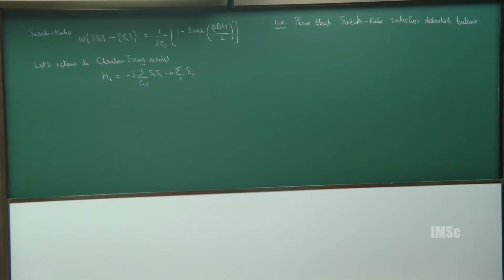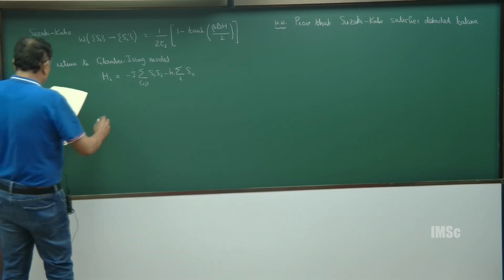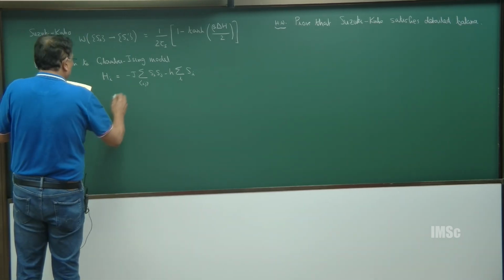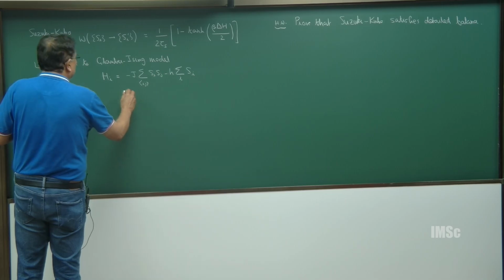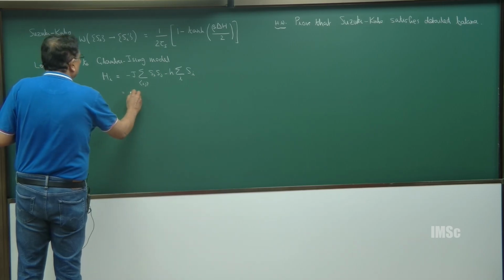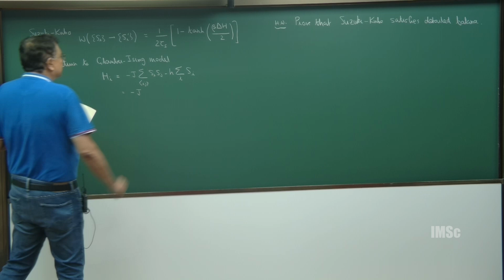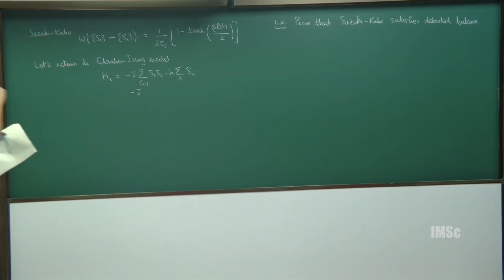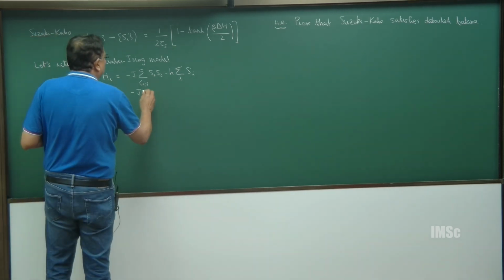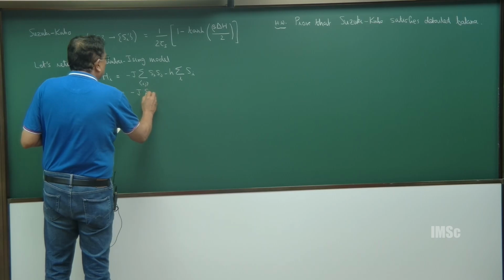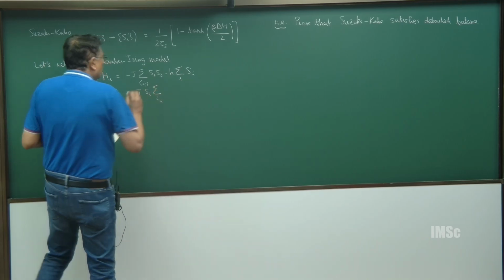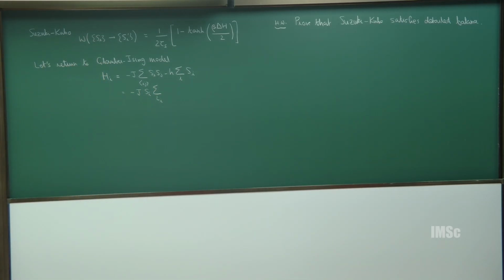That's the initial configuration, and the final configuration is, so maybe I can write this in a slightly better manner. If I am going to flip the spin Si, let me just isolate the terms involving Si. So the terms involving Si are minus J Si summed over Li, which denotes the nearest neighbors of i.